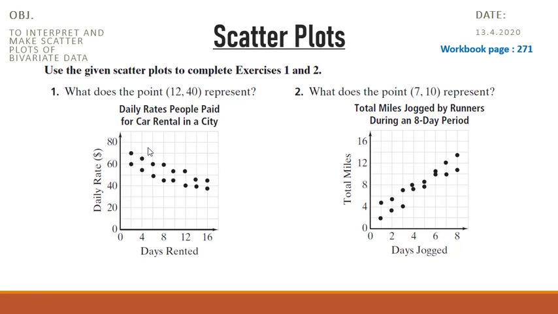What do the points 12 and 40 represent? The 12 represents the days rented. Great. And 40 represents the daily rate, and both of them represent the daily rate people paid for car rentals in a city. Great. So as you can see in this scatter plot, if you take more days, the daily rate will be lower. Okay.